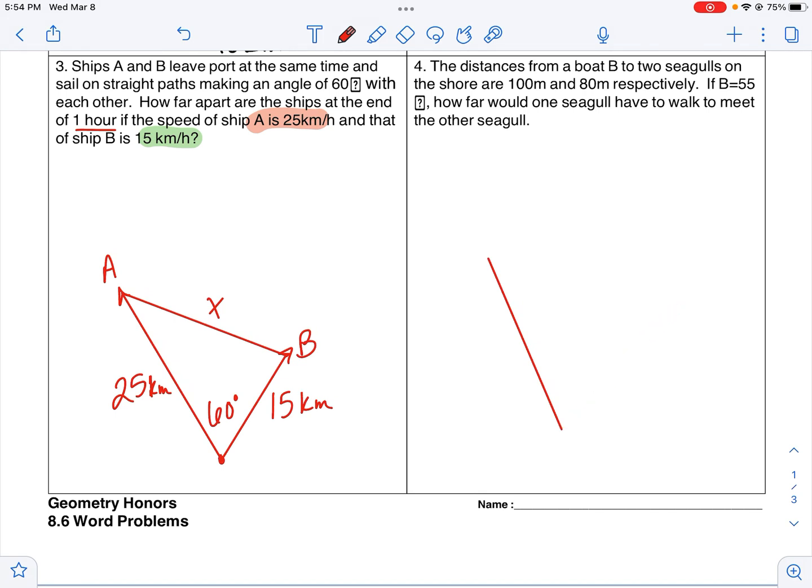So here I've got distance from boat B to 2 seagulls on the shore, 80 meters and 100 meters respectively. If angle B is 55 degrees, again, how far apart are the seagulls? Really what you're looking for is, again, your law of cosines.